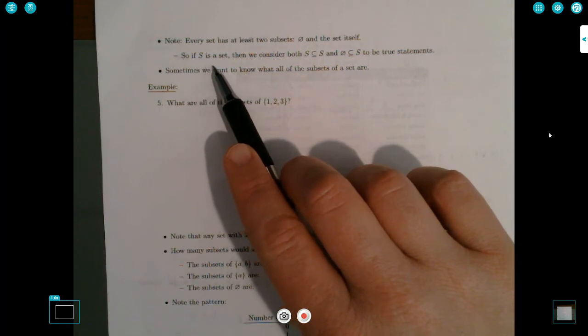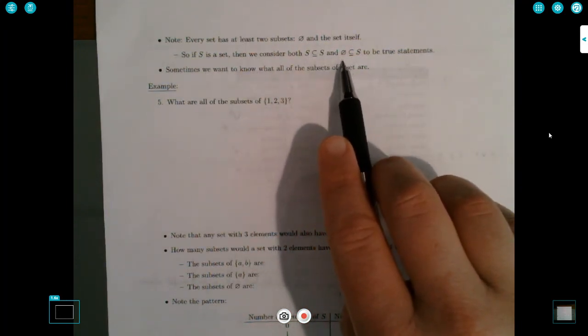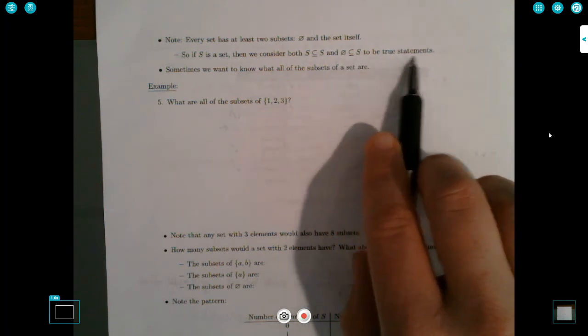So if S is a set, then we consider both S as a subset of S and the empty set as a subset of S to be true statements, right? So we sometimes want to know what all of the subsets of a set are. For example, what are all of the subsets of the set {1, 2, 3}?